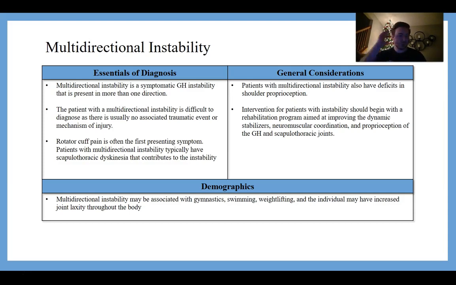So the rotator cuff pain is usually the first presenting symptom because these people have secondary impingement syndrome, usually from poor scapular stabilization, and they have poor motor control of the scapular muscles. So they get repetitive overuse of the rotator cuff in that case with things like especially gymnastics and swimming, sometimes weightlifting, but these are all people who might see it. These are your genetically loose individuals.